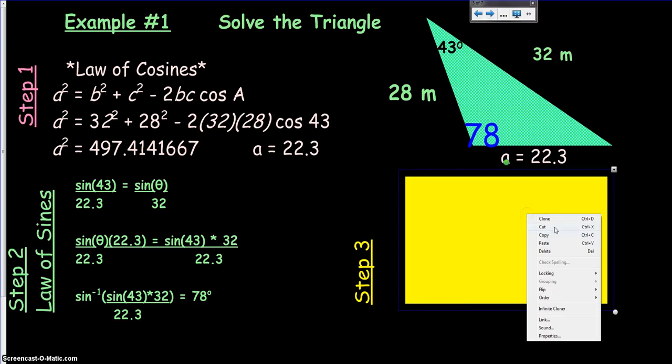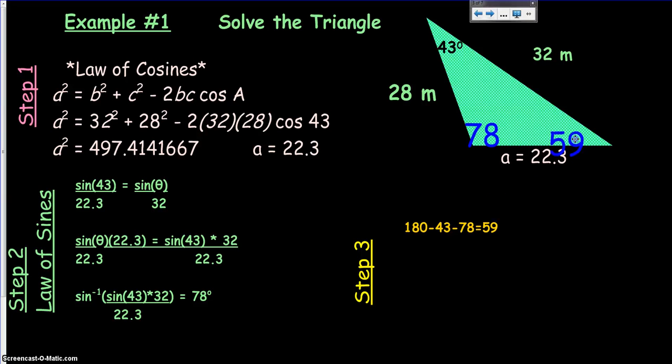Last step, we just use what we know about angles in general. I want to double check and make sure everything works. It looks like everything is pretty equally spaced, and it looks like that's the case here. Now, just like with law of sines, there's an easier way and there's a harder way. This is the easier way. Even though it looks complicated here, your calculator will do all this work without you having to do much of it.